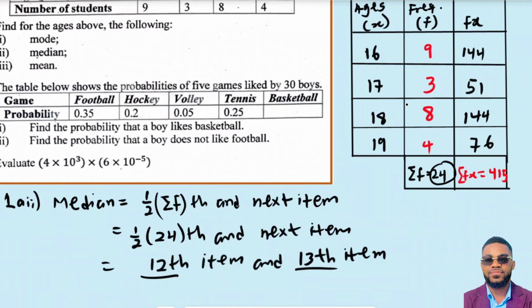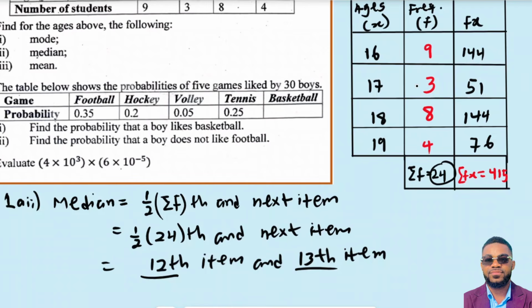Now, this is what we're going to do. We just start from the frequencies from the top. We add, trying to get 12 and 13. When we get to 12, we will stop and we know what to do. Get to 13, we also stop and we know what to do. So let's begin. So 9 plus 3, that's going to be 12.